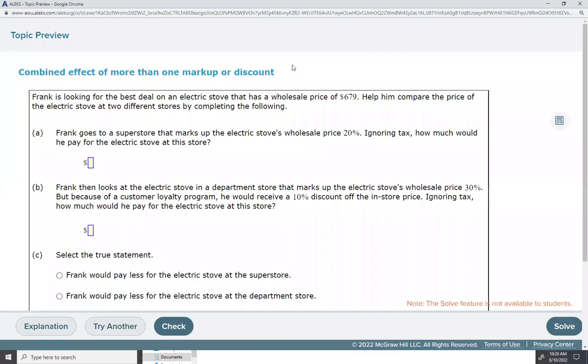Okay, last topic for this video: combined effect of more than one markup. More than one. Okay, groovy.